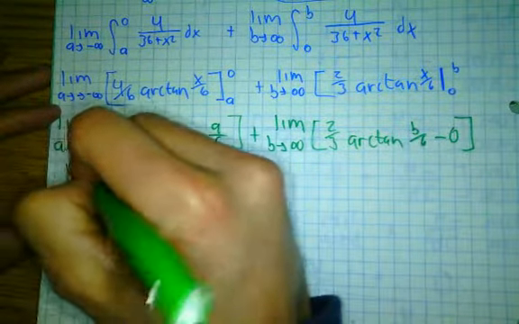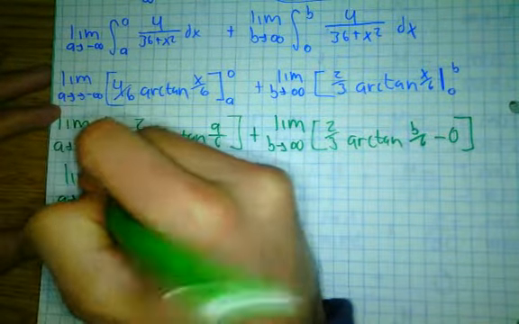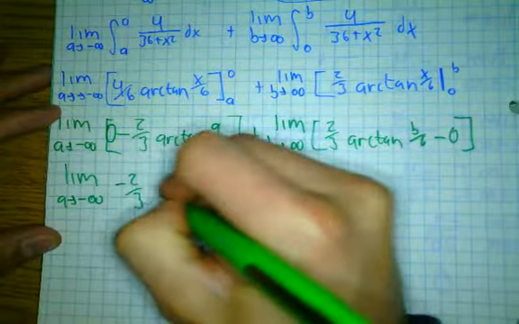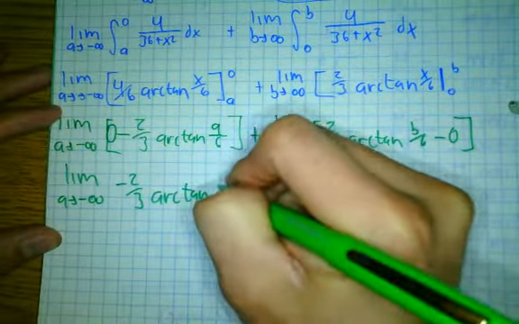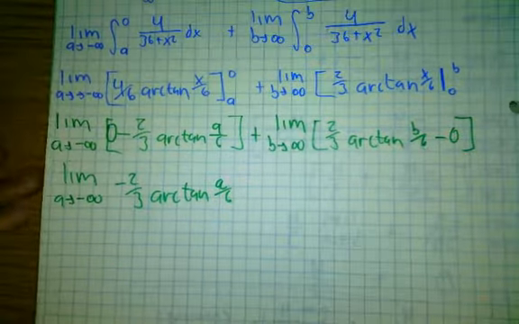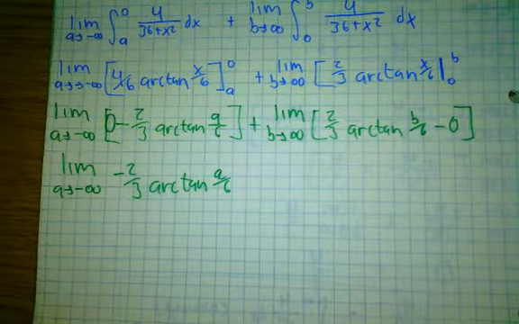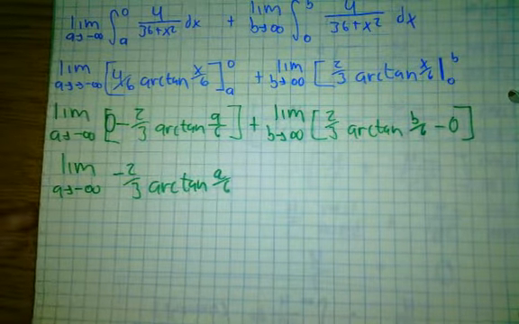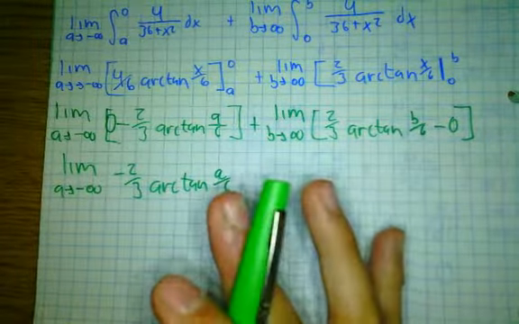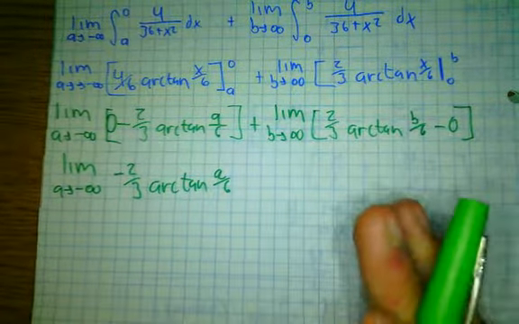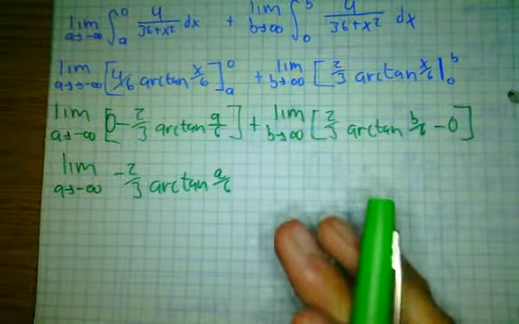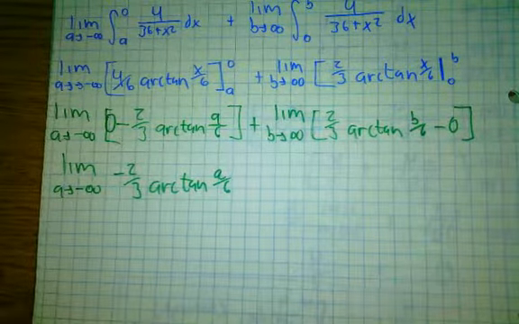I have to solve this limit: the limit as a approaches negative infinity of negative 2/3 arctangent of a over 6. Okay, so to solve this, I'm going to flip the page so I can show you how you would solve this, because you need to know what this looks like graphically in order to solve this. So I'm going to show you what you would be hopefully thinking or graphing.